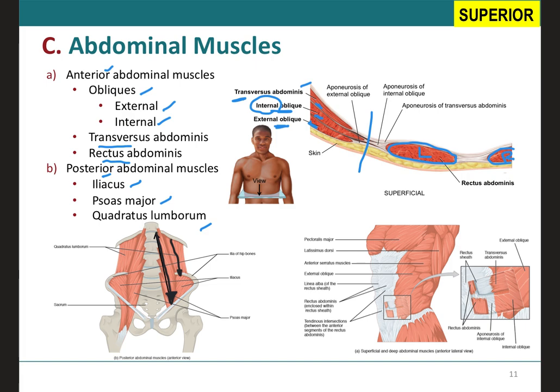On this insert, we can see the transversus abdominis. Notice how the fibers run transverse. On the outside, the external oblique. Notice how the fibers run oblique. And then the internal oblique, the fibers also run oblique, but in an opposite direction compared to the external oblique. So always pay attention to the layering and the orientation of the fibers.